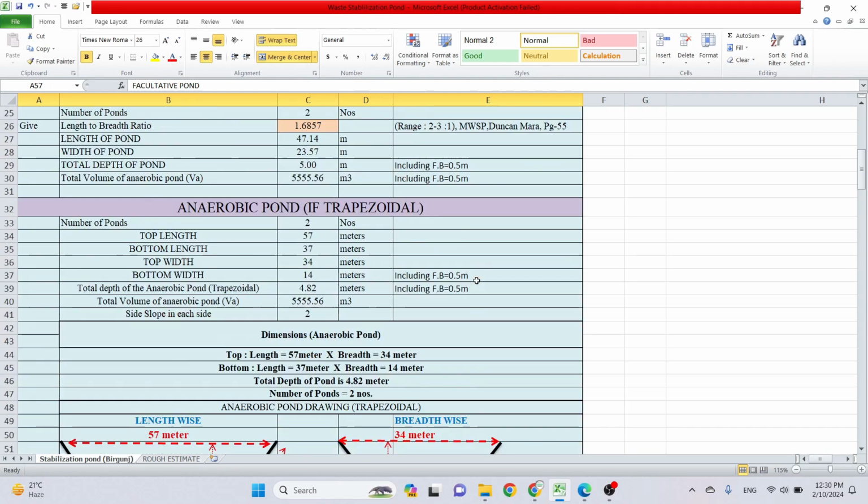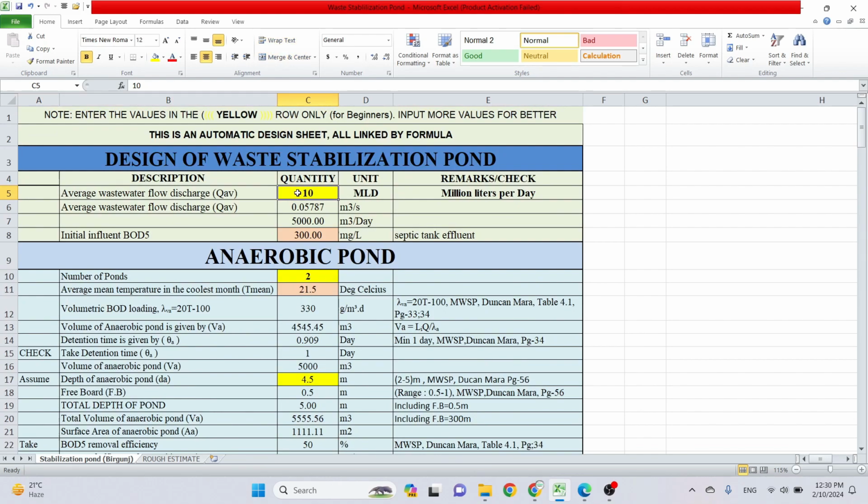You just need to enter the average wastewater flow for easy design and drawing. However, you can also enter other variables as well to get a more customized design.